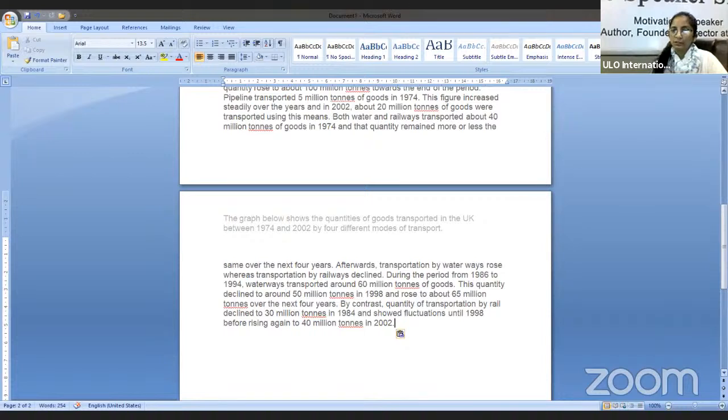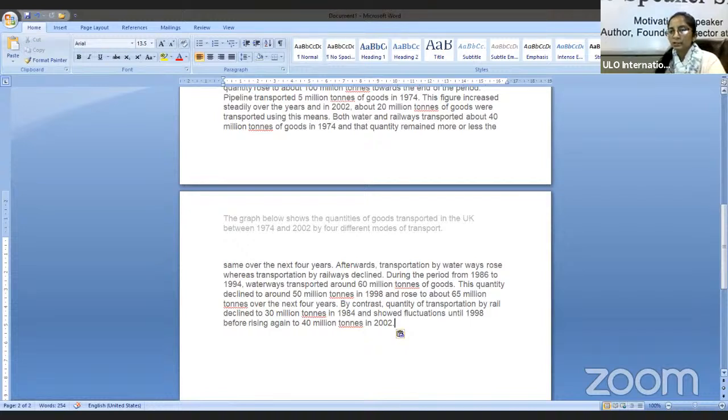After that, afterwards, here I have used a connector, afterwards. Transportation by water and rails. We have depicted the initial quantities here, but we are going to extend this because, to complete our word limit, we have to write at least 150 words. If we just finish with the initial and final values, then we can't complete our word limit. So in this way, in order to increase our word count, we have described water and railway in detail.